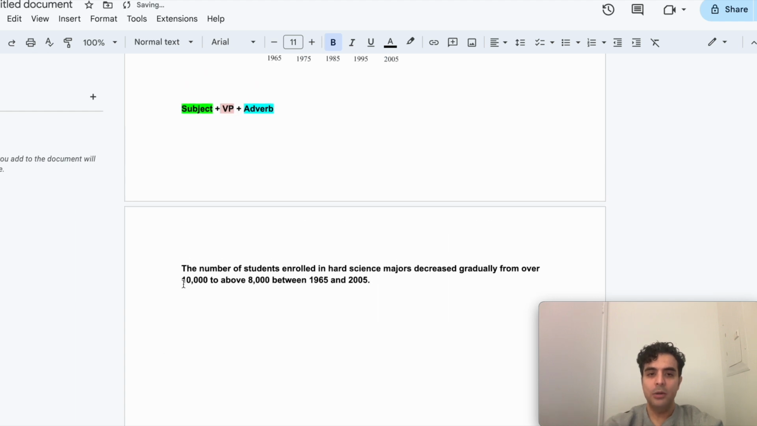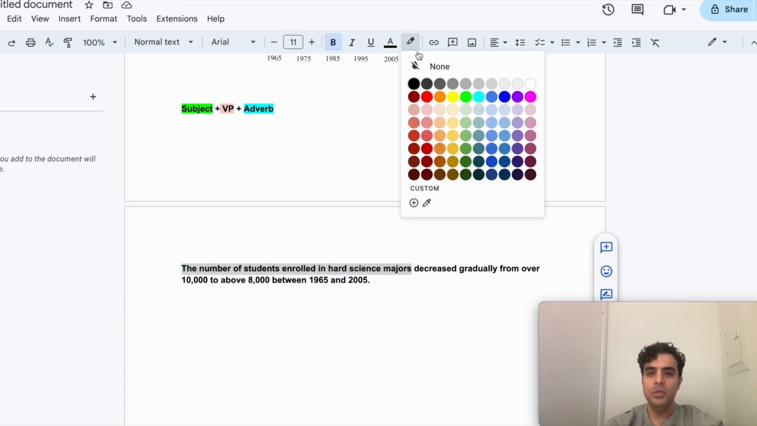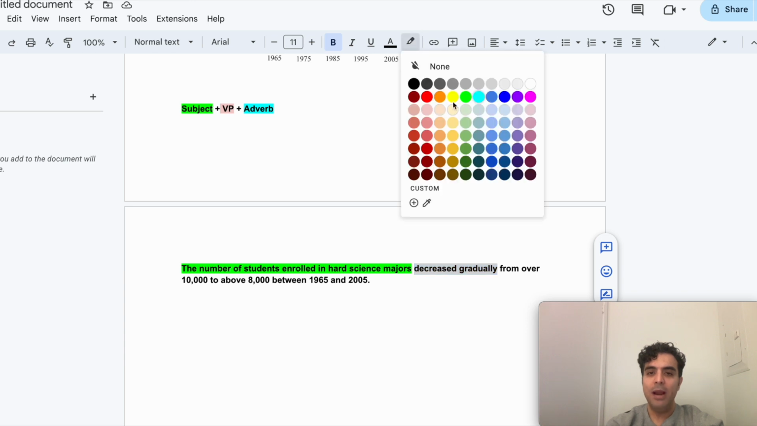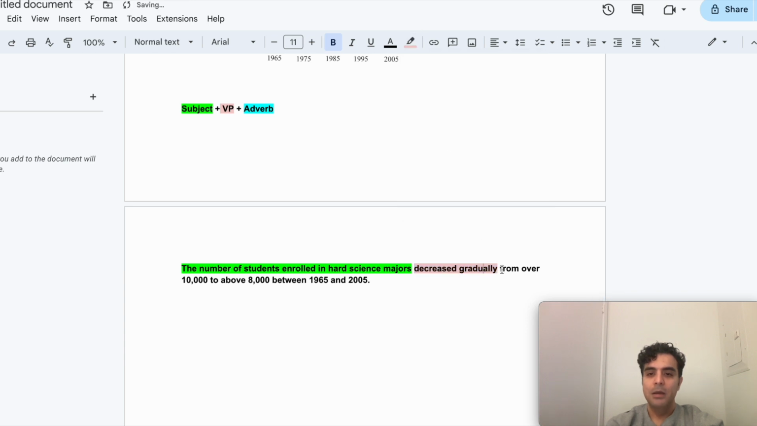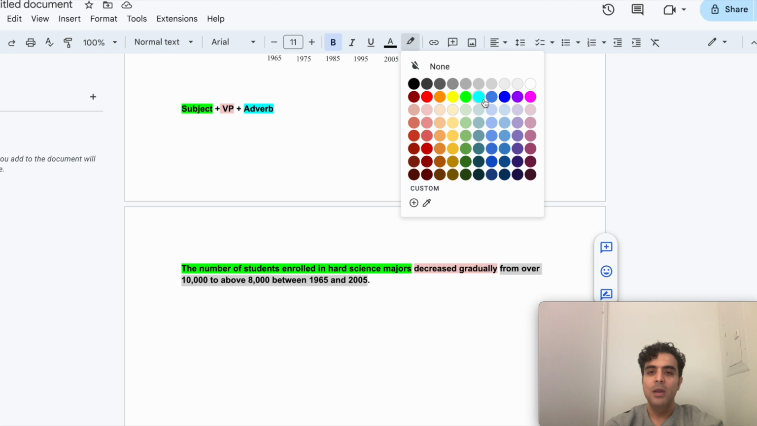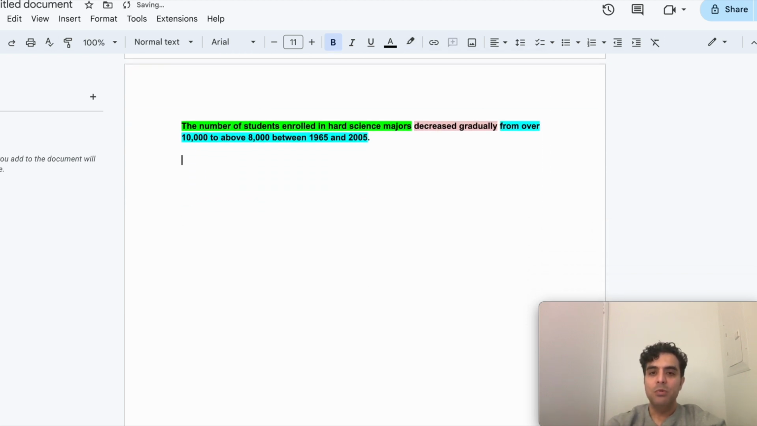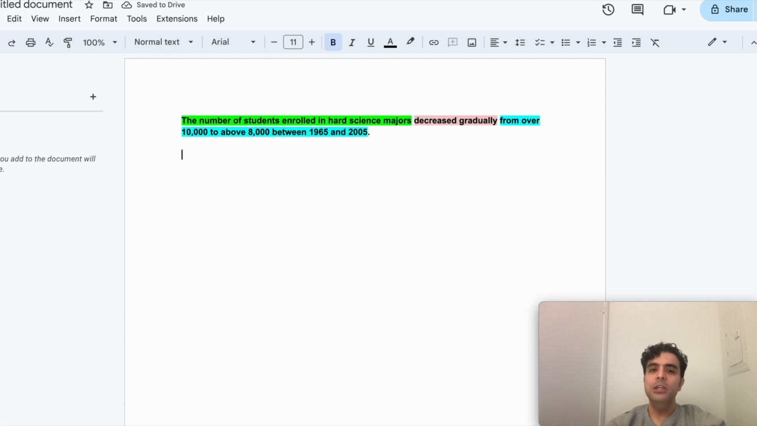So let's use the color coding. The number of students enrolled in hard science majors will serve as my subject. Decreased gradually is my verb phrase. And from over 10,000 to above 8,000 between 1965 and 2005, these are all my adverbs, right?